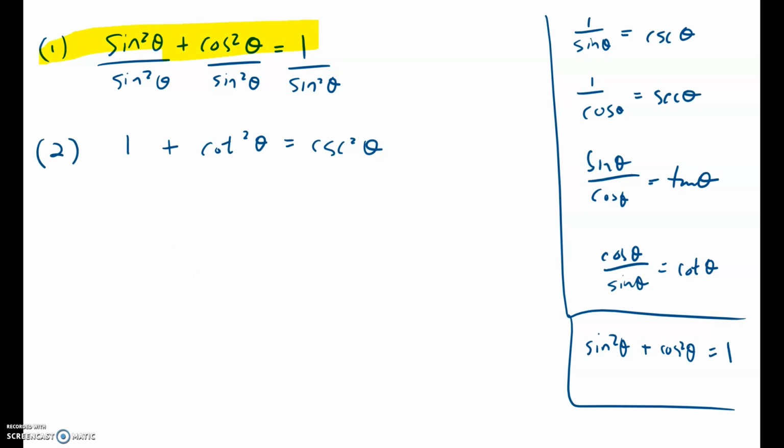So there's identity 1 before I divided. Here's identity 2. All right, let's do another one. I'm going to start again with the original.